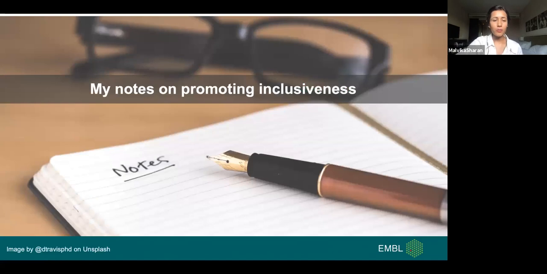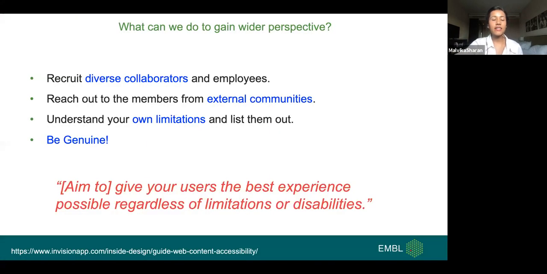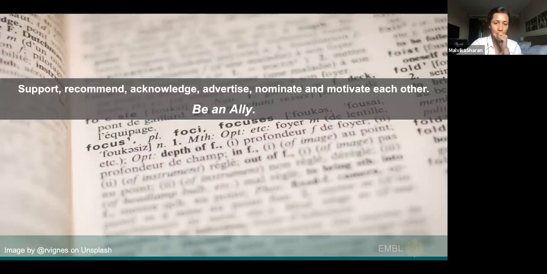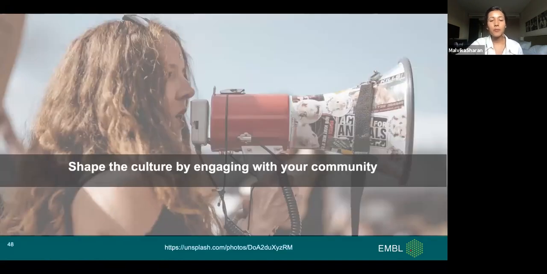So a few final points that you should take away from it: when you are going to work on your project, please design inclusive solutions by inviting diverse perspectives. And these diverse perspectives can come from collaborators or external communities. Actively share your work with others by creating tools, teaching a skill, running a coding club. Do as little as you can, but make sure that you have this in your conscious. And be an ally. Please learn about being an ally from Valerie Aurora. I'll not put a lot of effort into it, but this is something that anybody can use their societal privilege to step up for others. And finally, shape the culture by engaging with your community in whatever way you can. So with that, I'll stop sharing my screen, and I'm happy to take any questions.